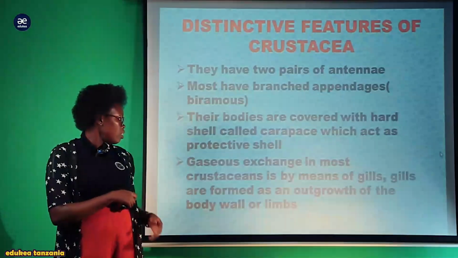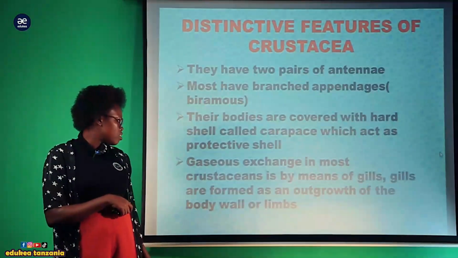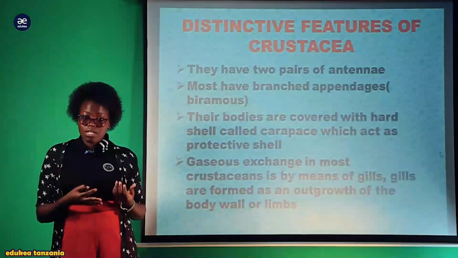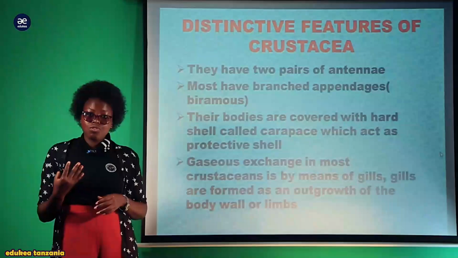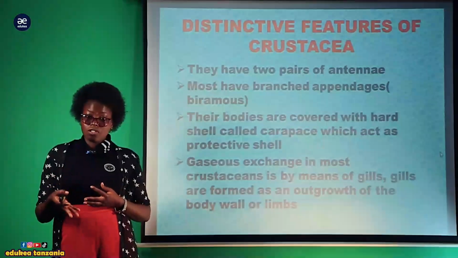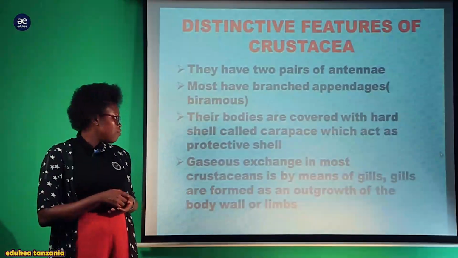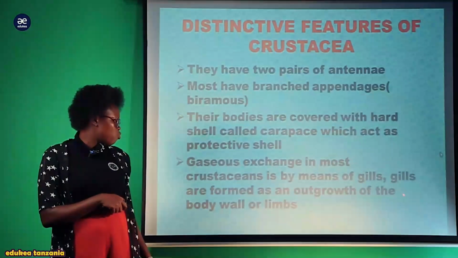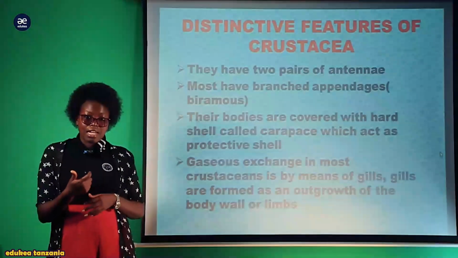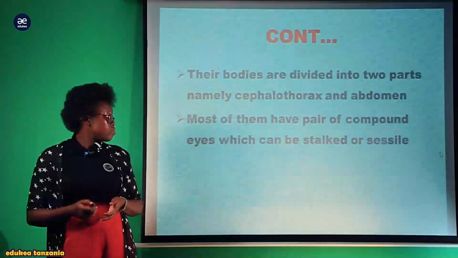Also, gaseous exchange in most Crustacea is by means of gills. Since most of these organisms are found in the aquatic environment, they use their gills for gaseous exchange, taking in the oxygen dissolved in the water for their survival. The gills are formed as an outgrowth of the body wall or limbs.